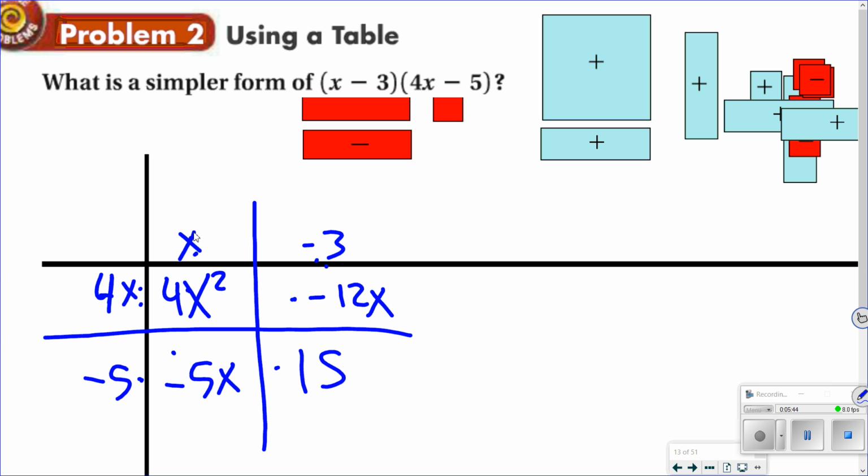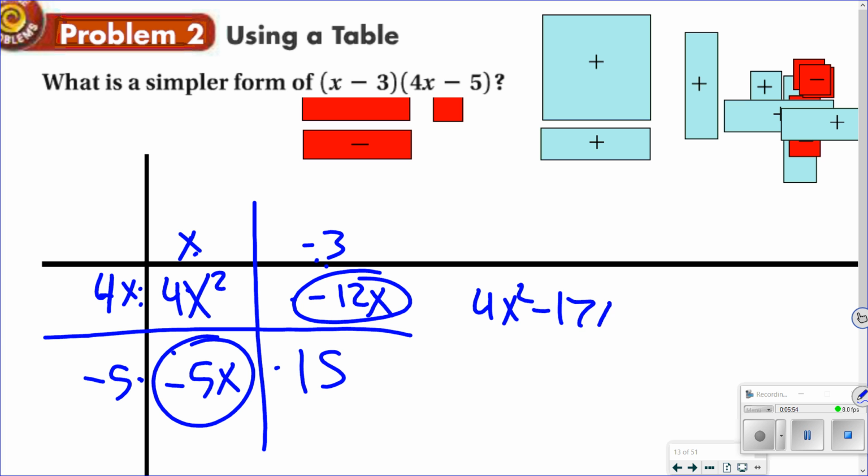Okay, now combine it all together. I've got the 4x squared. These two are like terms. They're the same. So if I combine those, minus 12 minus 5 is a minus 17x. And then I've got that plus 15.